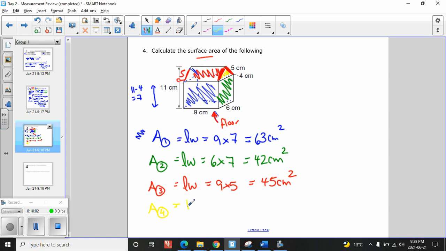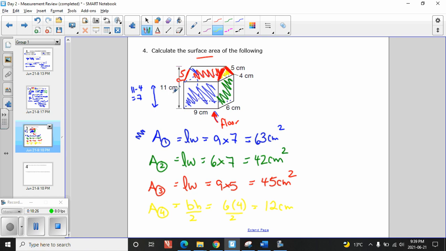So the formula is going to be base times height divided by 2. The base is like the bottom, the horizontal part of that triangle. It's 6 units across. The height of the roof was 4. And we're going to divide by 2. 6 times 4 is 24. Divided by 2, that's 12.